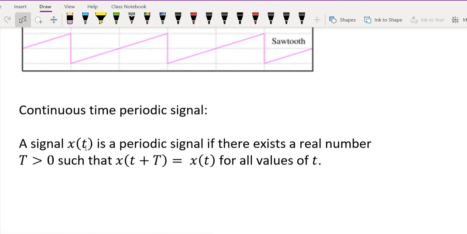A signal x of t, I'm considering x of t is a continuous time signal. So t here is a real number. So a signal x of t is a periodic signal if there exists a real number capital T greater than 0 such that x of t plus capital T will be equal to x of t for all values of t. Okay, so note that capital T has to be greater than 0, otherwise this will be true for all signals, so it's not really a definition then. And then note that x repeats itself after every capital T seconds.